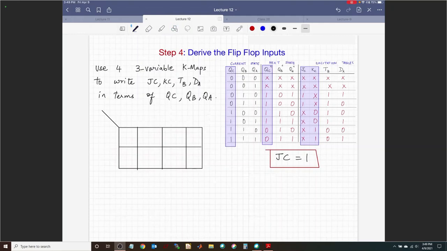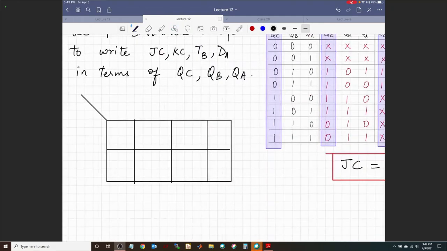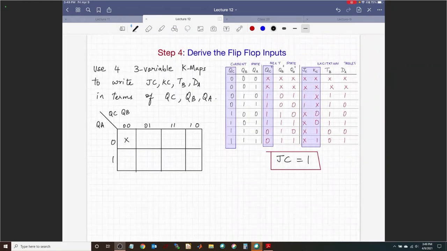Now let's do it for KC. For KC, it's going to be QC, QB, and QA: 0 0, 0 1, 1 1, and 1 0. And then KC is X X X X 0 0 1 1. And the simplest group is going to be this one. That will tell me that KC equals QB. That's right.